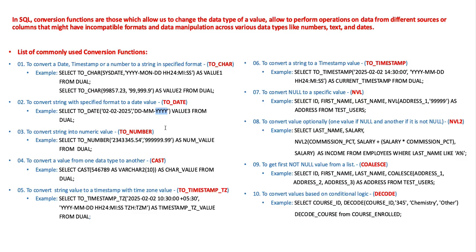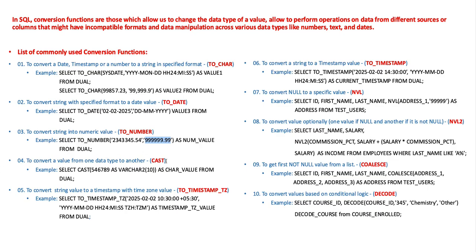Third conversion function is to_number. To convert a string into a numeric value, we use the to_number function. I have provided here a string value and mentioned that please convert this string value to a number value in this format. That means 2-point decimal. Then when I use the to_number function, it will convert the given string value to a numeric value.